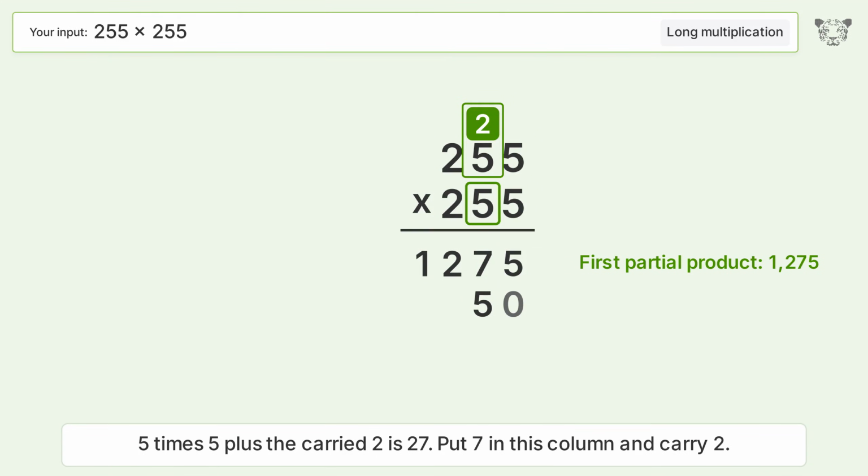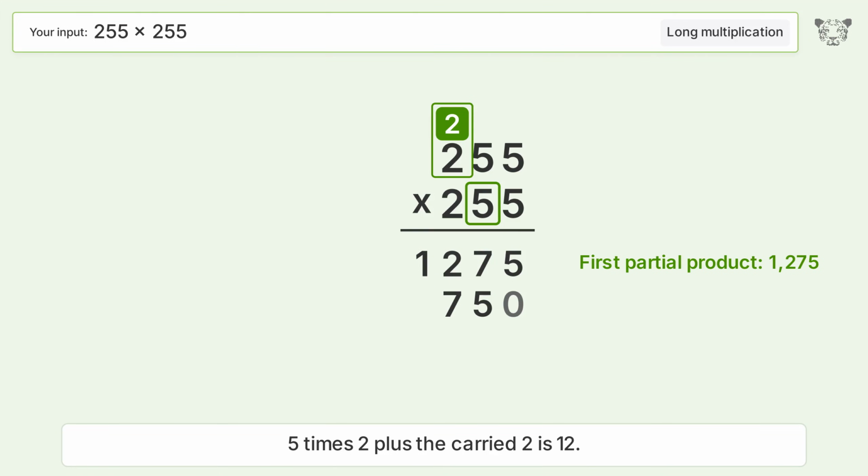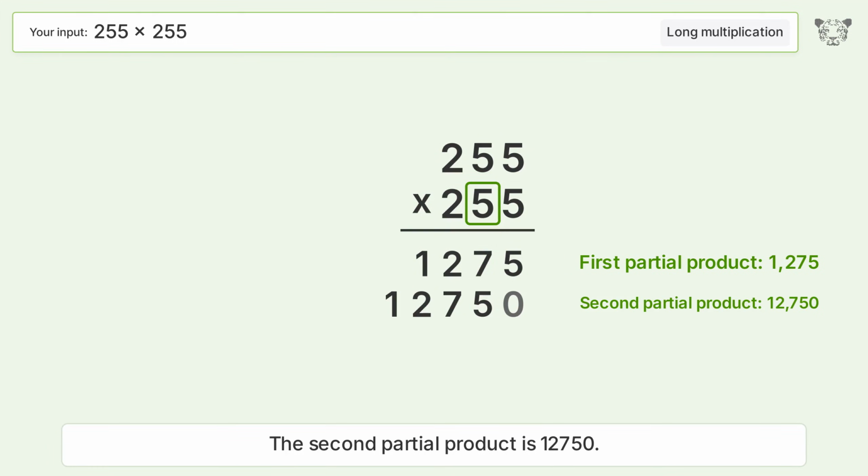5 times 5 plus the carried 2 is 27. Put 7 in this column and carry 2. 5 times 2 plus the carried 2 is 12. The second partial product is 12,750.